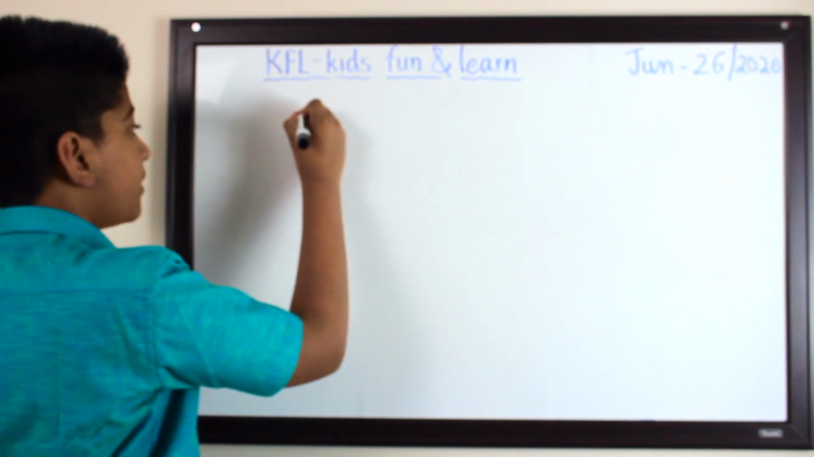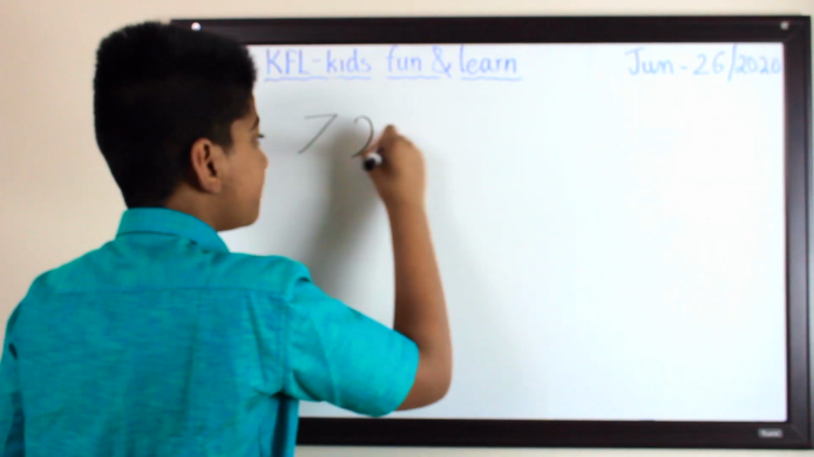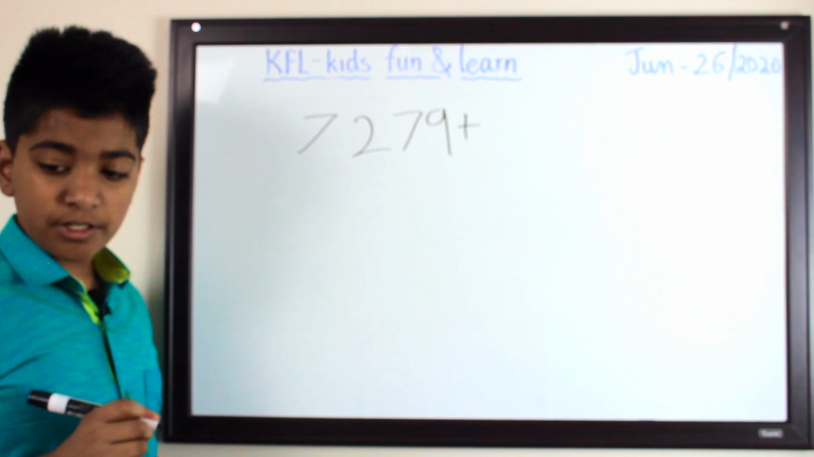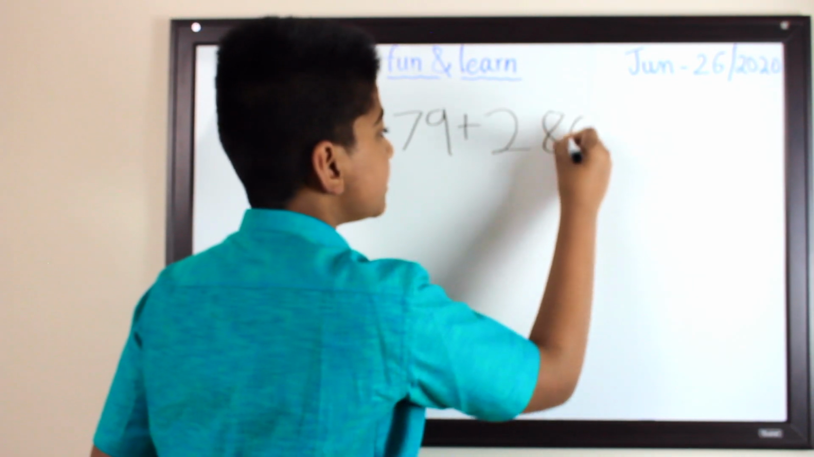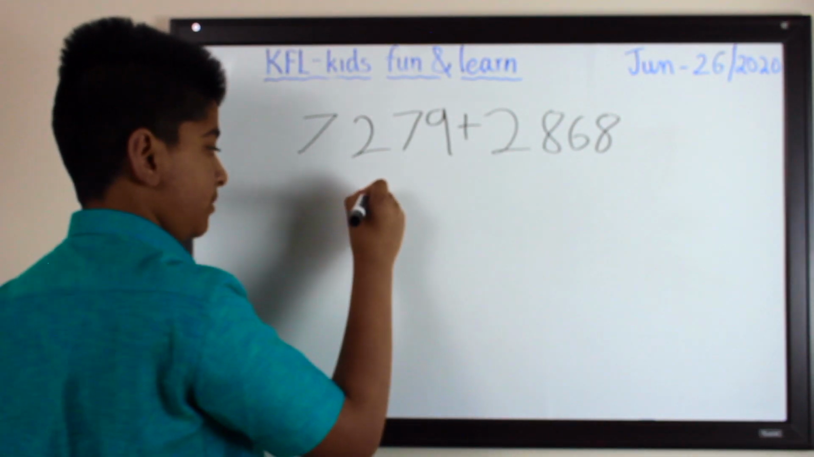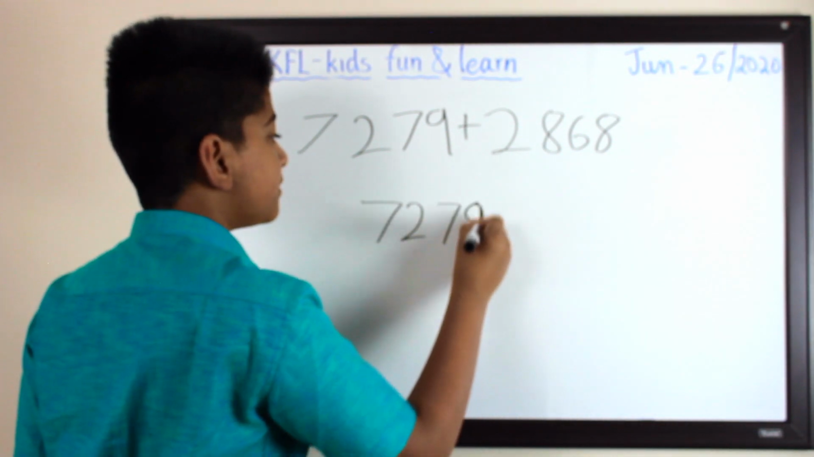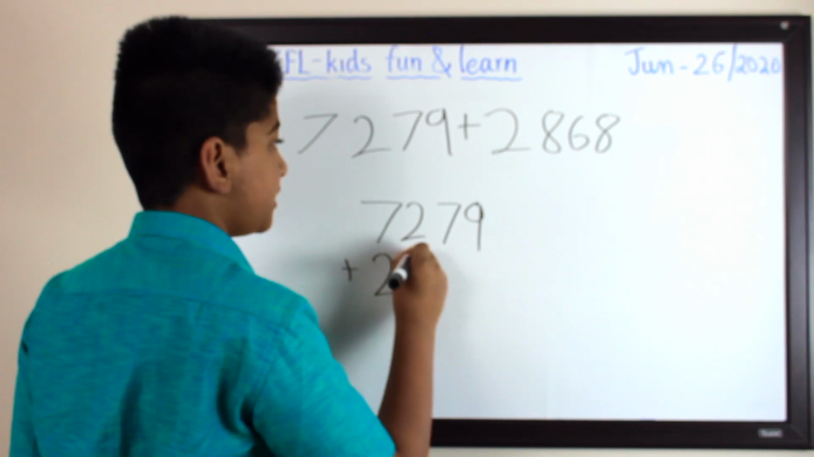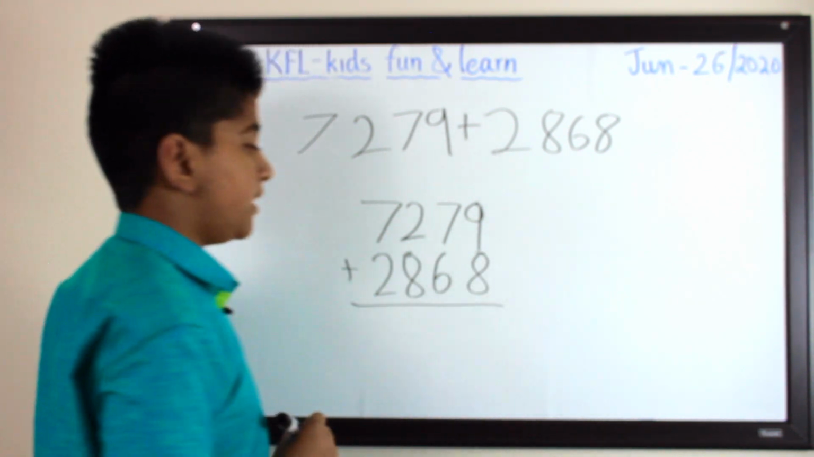So, how about 7,279 plus 2,868. So, let's write down like this. 2,868. Line underneath, and let's add.